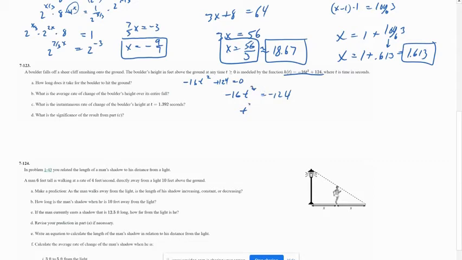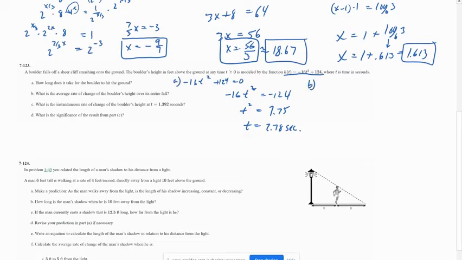You get 7.75. T to the second power equals 7.75. And then take the square root to get t. So t equals the square root of 7.75. That's about 2.78 seconds. So that's about how long it takes to reach the ground. That's part A.